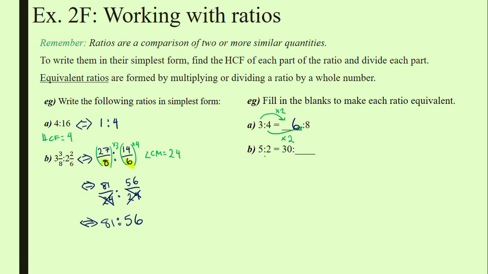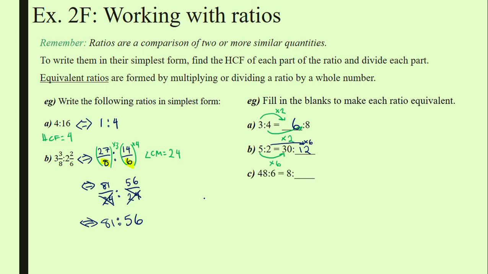All right, this time we're going to look at the first two numbers. Again, we're going from the number 5, which is much smaller than 30, to a larger number. We need to multiply. 5 times 6 will give us 30. So going in the other direction, we want to also multiply this by 6. 2 times 6 is 12. So our equivalent ratio is 30 to 12. Of course, neither of these are simplified. The ones originally given are our simplified ratios.